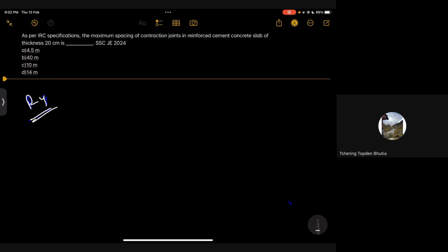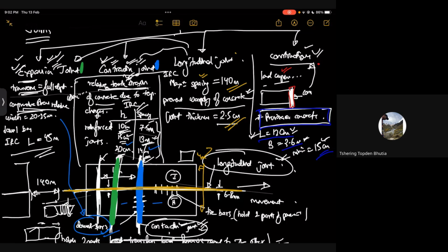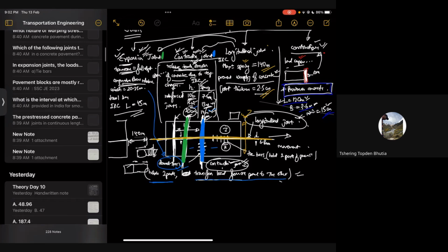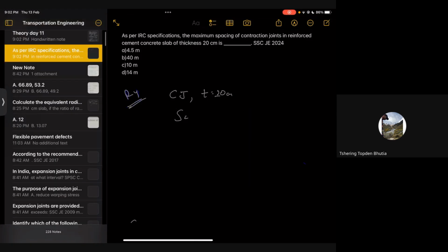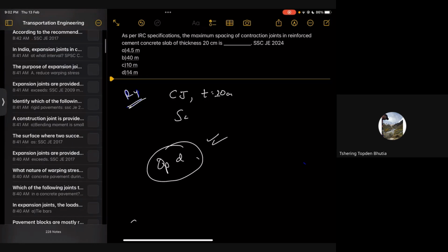Let's see. The question says contraction joint and the thickness is 20 centimeters. For this, what is the spacing? Let's see if it is in our notes. Contraction joint. Okay, yes, it is there. The height is 20 centimeters, and the spacing is 14 meters, which most of you have given me as the correct answer. Awesome guys. Option D. Around 90% of people have given the correct answer.